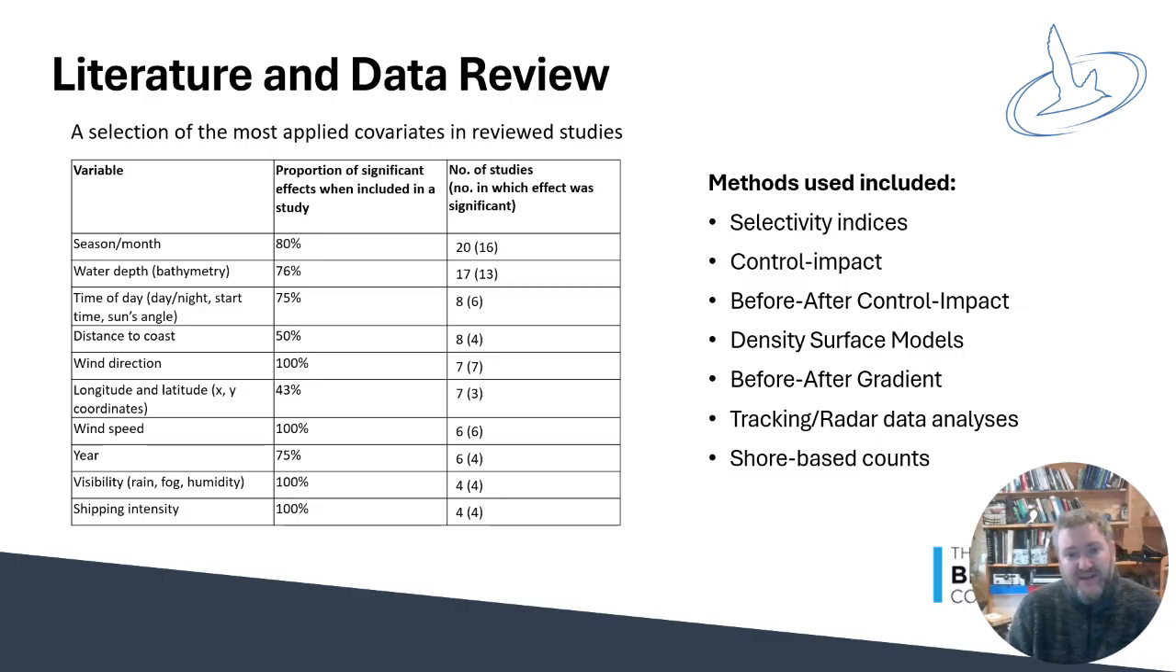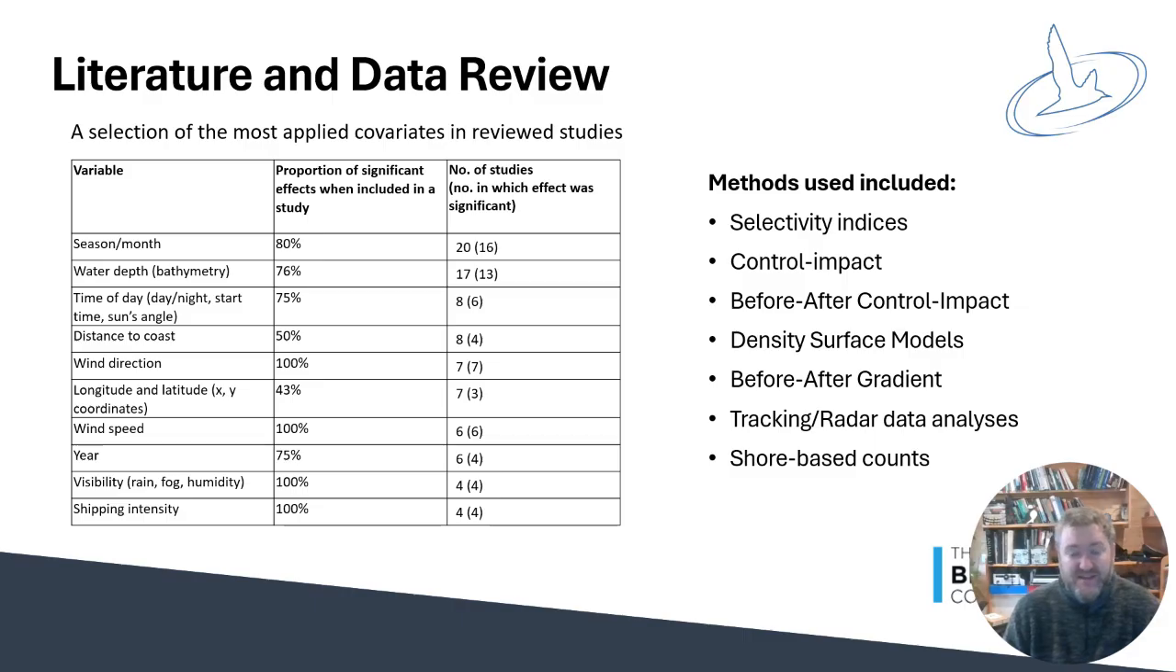We also took a look at the most applied covariates in some of these reviewed studies and models. And what we obviously find is that season or month is the most included one. It's a relatively straightforward model component to get because it's kind of built into the data. Water depth or bathymetry is another one that's commonly included.